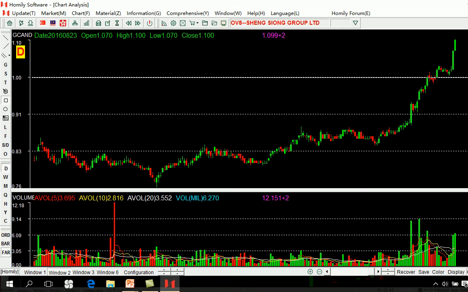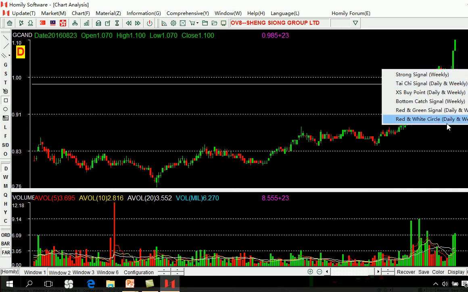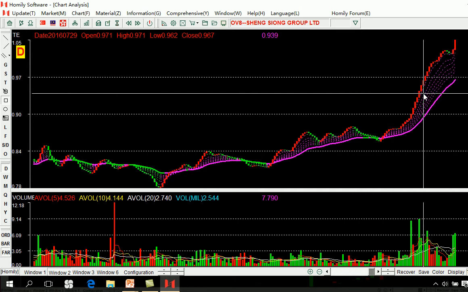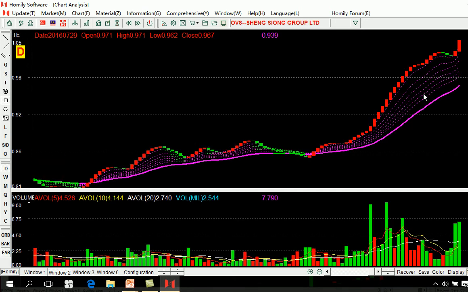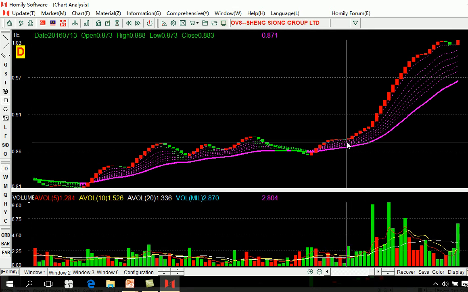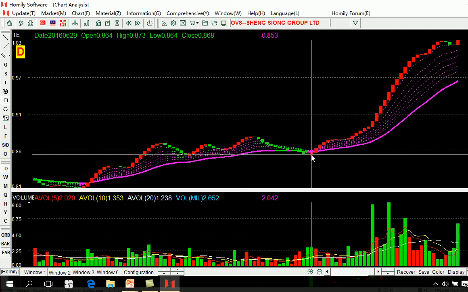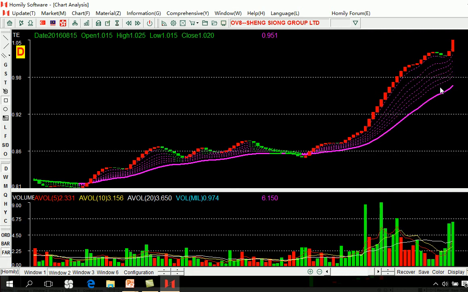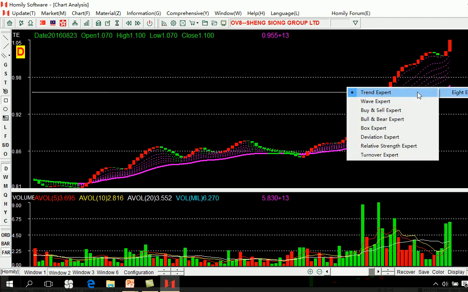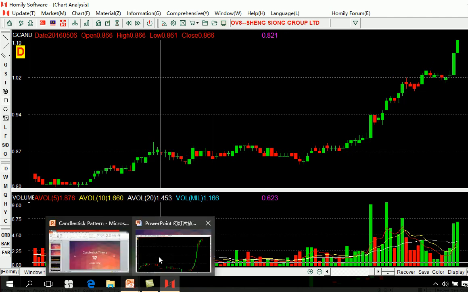Then if you use any function to judge, like Trend Expert, can we buy here or not? Here is the buy point. Here is another buy point. So here is a buy point, right? If you follow this function, maybe you can earn money in the stock market. Okay, then we can see the next one.